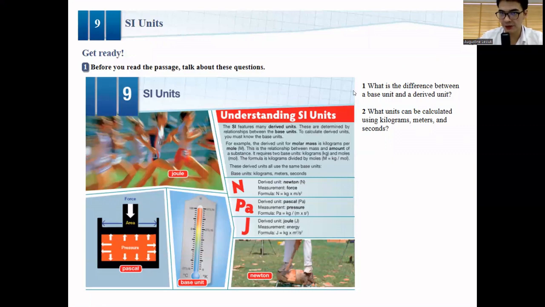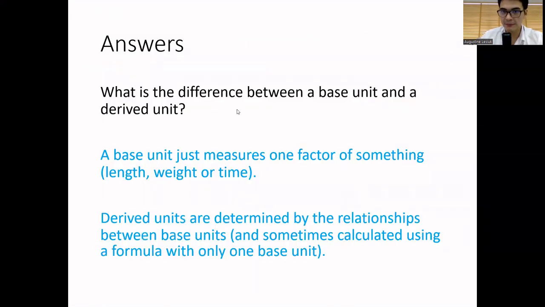Here are the answers. For the first one, what is the difference between a base unit and a derived unit? Well, a base unit just measures one factor of something. So it measures weight, length, or time, so just one thing. But derived units are determined by the relationship between base units and sometimes can be calculated using a formula with only one base unit. So it's sort of like, while the base unit only has one thing, the derived units might have multiple things involved in order to solve them, like a formula, right? We'll get into more detail about that as we go through this unit.